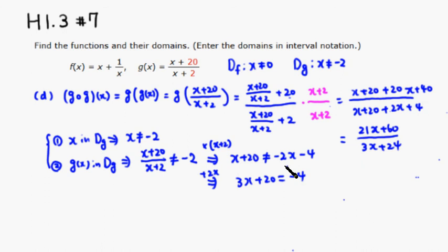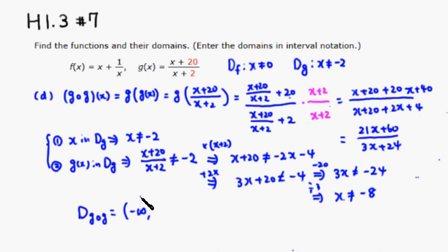All right, then we can subtract 20 to get 3x is not equal to negative 24, right? Then we can just divide through by 3 to get x is not equal to negative 8, negative 24 divided by 3. All right, so we have to eliminate negative 2 and negative 8. So the domain of g of g is negative infinity to negative 8, skip negative 8, and skip negative 2, and go all the way to positive infinity.